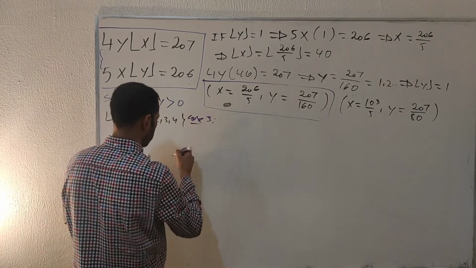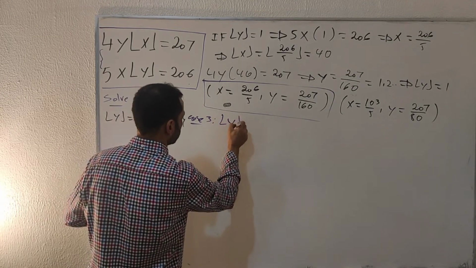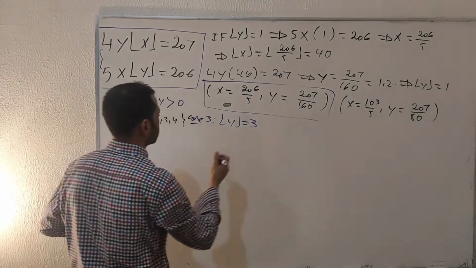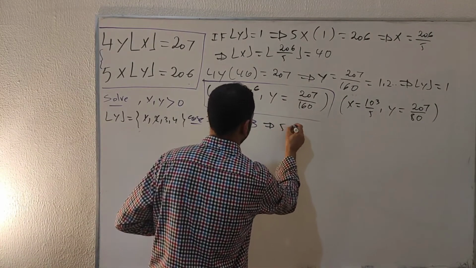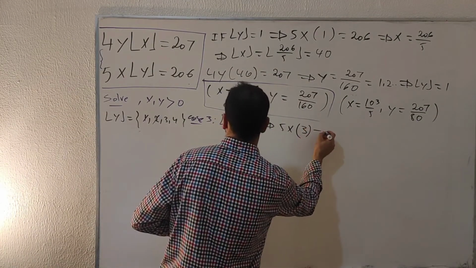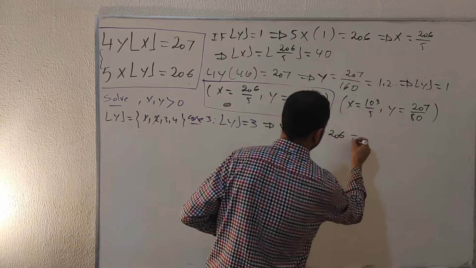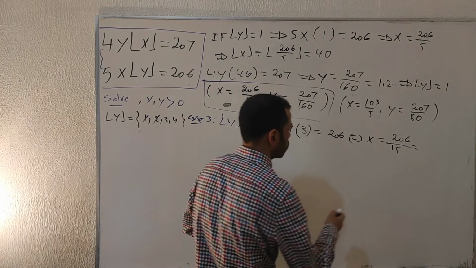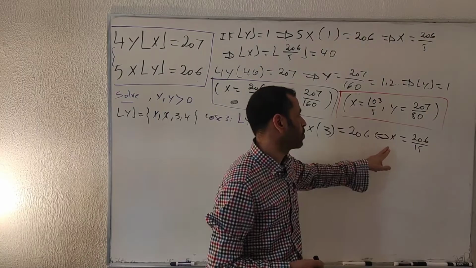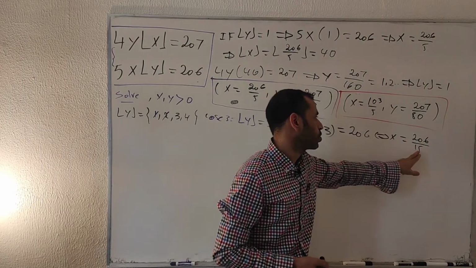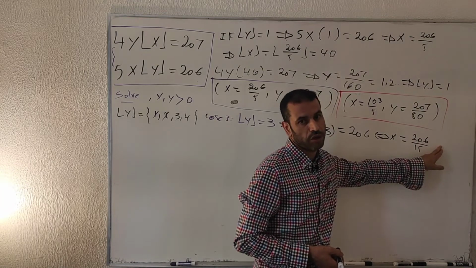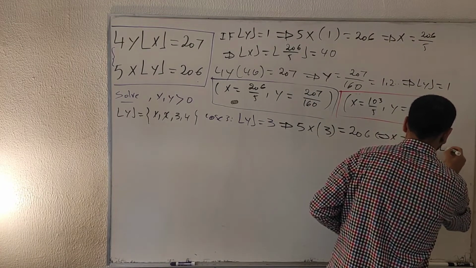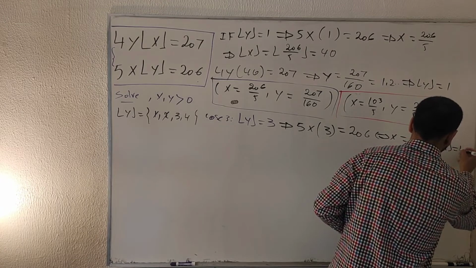When we have the floor of y equals 3, putting this into the second equation gives us 5x multiplied by 3 equals 206. In other words, x equals 206 over 15. So this one will stay the same here. You apply the floor of x on 13 point something, which gives 13. So I get here the floor of x equals 13.